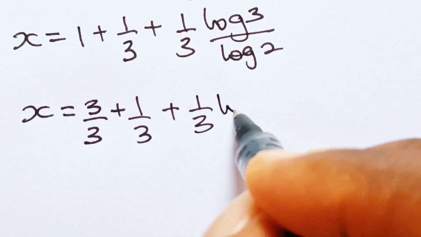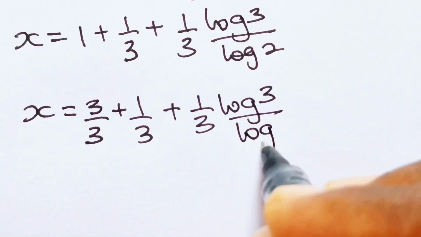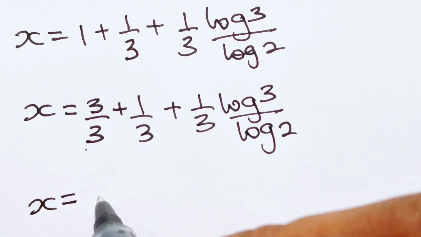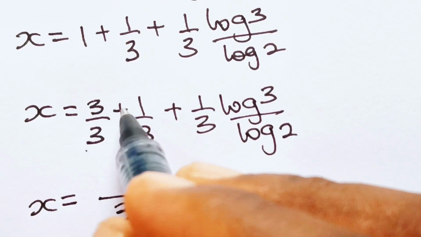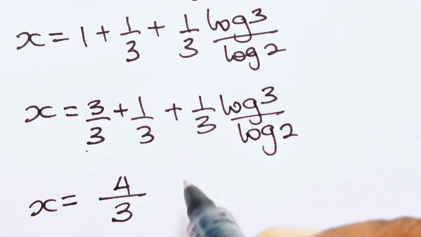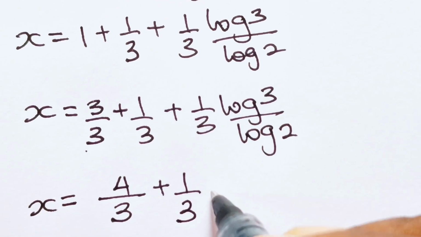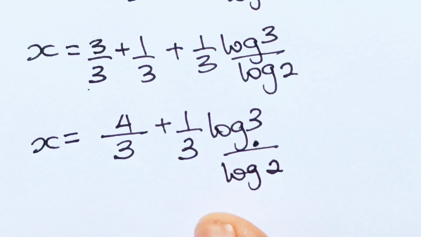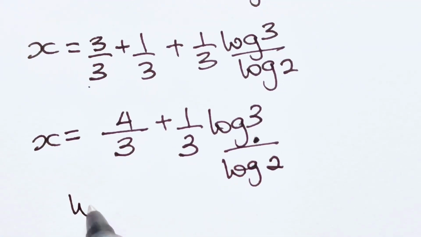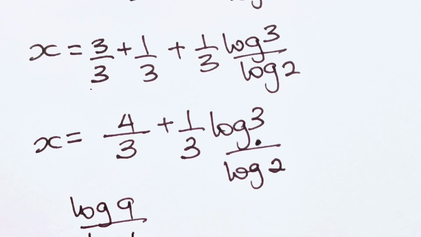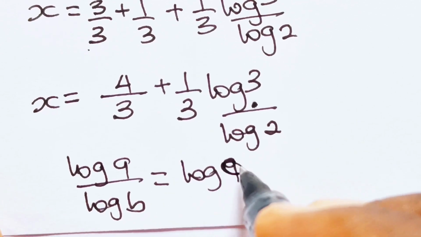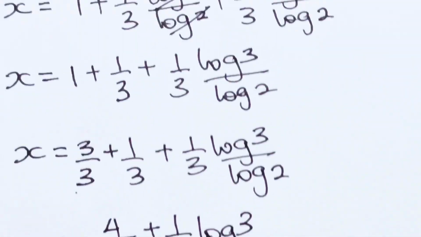Plus 1 over 3 log 3 divided by log 2. So x is equal to, since they have the same denominator, they can share it, right? Now 3 plus 1 will give us 4. So we have 4 over 3 plus 1 over 3 log 3 divided by log 2. Now, when you have log A divided by log B, this is equal to log A base B. All right, so let's continue from here.